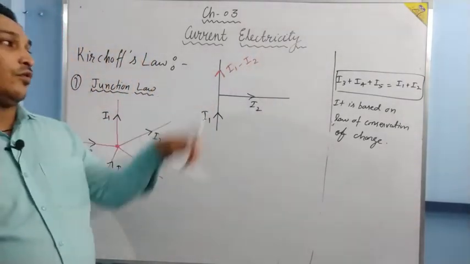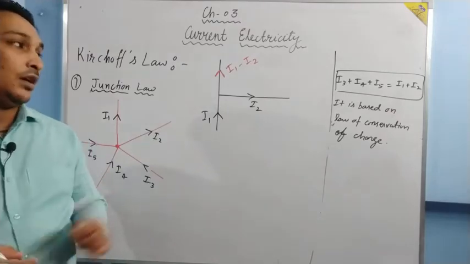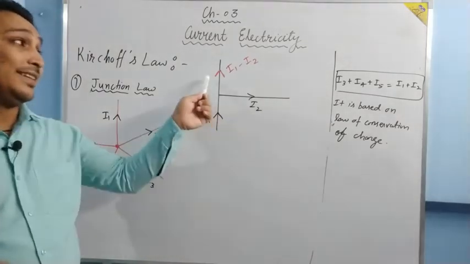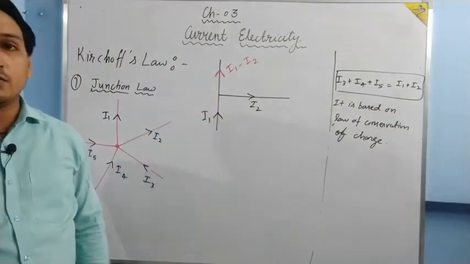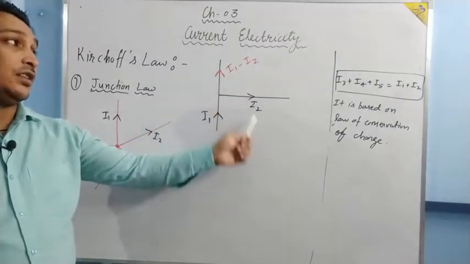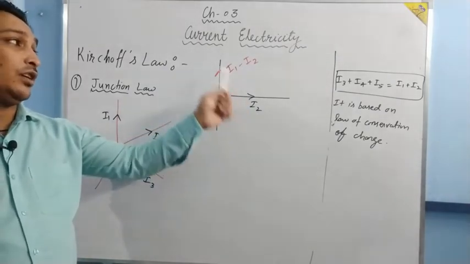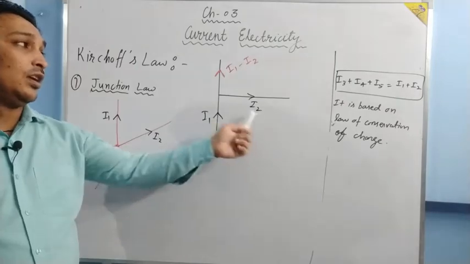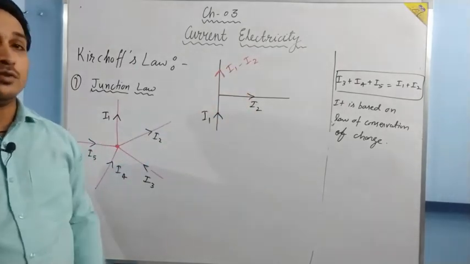Total current that was coming was I1. The I2 is going out, and this sign is given, meaning this current is also going out. The sum of these and this must be equal to I1. Total outgoing current must be equal to total incoming current. So I2 and I2 will cancel out. We are going to have I1.